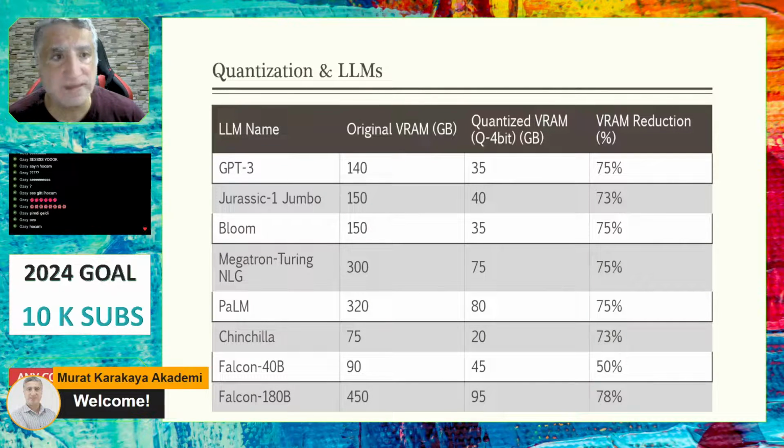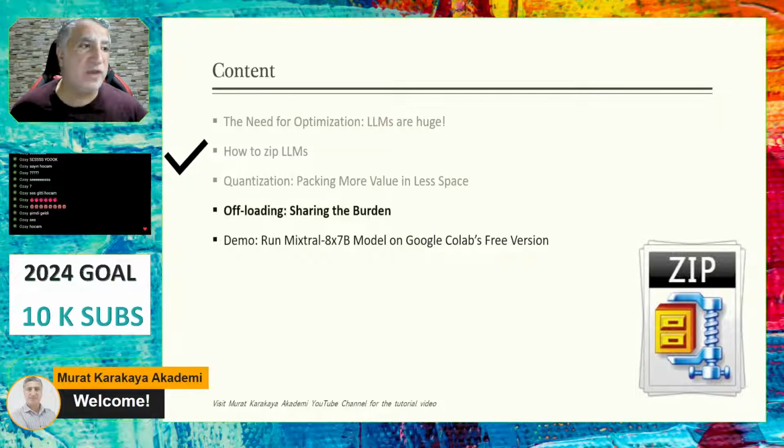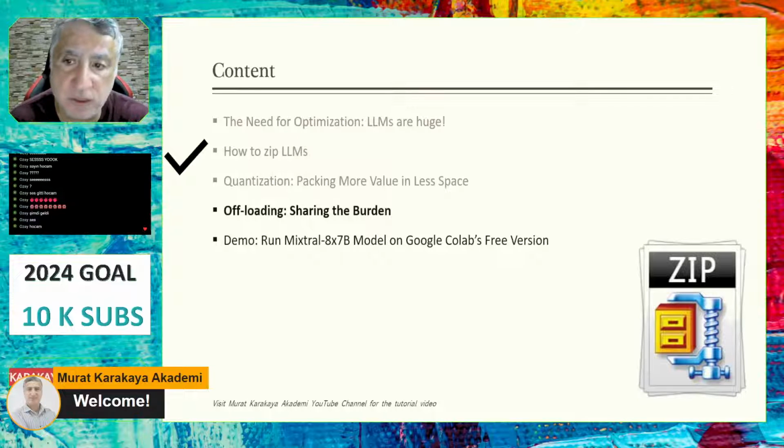So let me show you some numbers again. Here is another table for some popular open source large language models, and you see that the VRAM reduction is very large. I strongly suggest you be aware of this technology and use quantized methods, using the Hugging Face blog if necessary. So far we have covered the first three items of this tutorial.